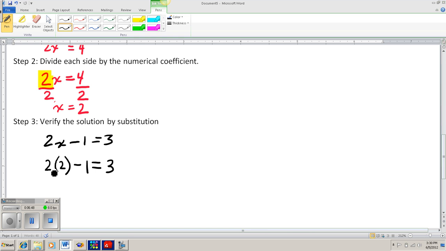I'm going to do order of operations, do my multiplication first. 2 times 2 is 4, minus 1 equals 3. Okay, now I can simplify even further. 4 minus 1, 3 equals 3. Because the left side equals the right side when I substituted in my answer for x, that means I was correct.